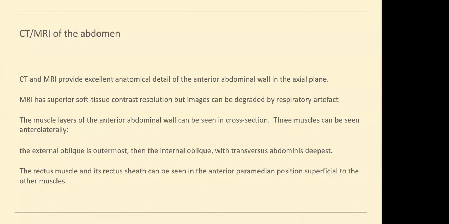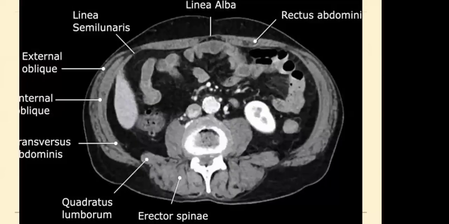The muscle layers of the anterior abdominal wall can be seen in cross-section. 3 muscles can be seen anterolaterally. The external oblique is the outermost, followed by the internal oblique, and the transversus abdominis is the deepest. The rectus muscle and its rectus sheath can be seen in the anterior paramedian position, superficial to the other muscles. This is the axial CT showing the muscles of the anterior abdominal wall.